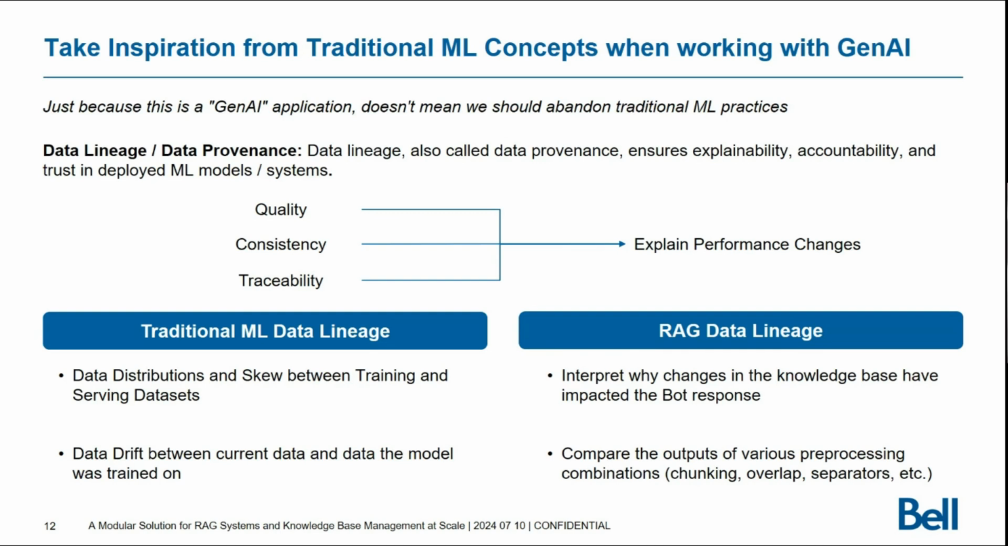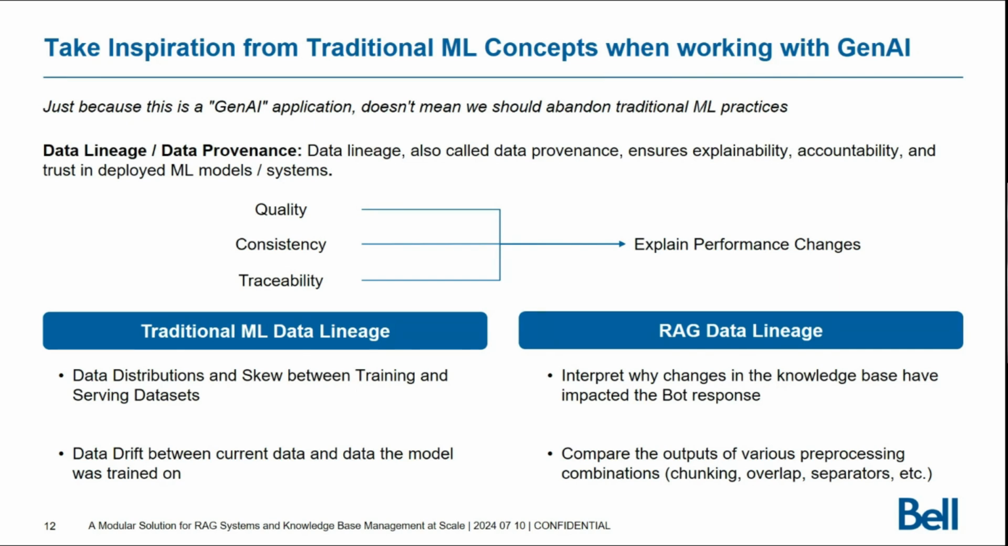Now, similarly in RAG, keeping track of the data from the knowledge base, like the raw documents, to being able to say where it is embedded in what index, really helps us make sure that we know why the bot is responding the way it's responding, right? So, that's one of the reasons why tracking data lineage is important in RAGs.